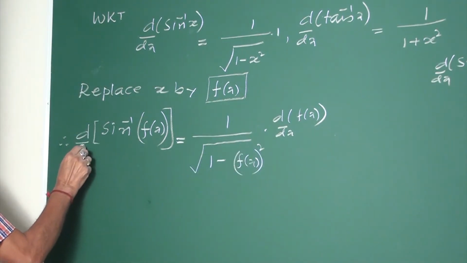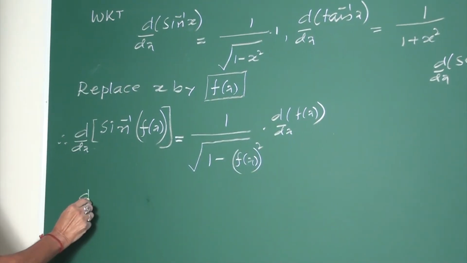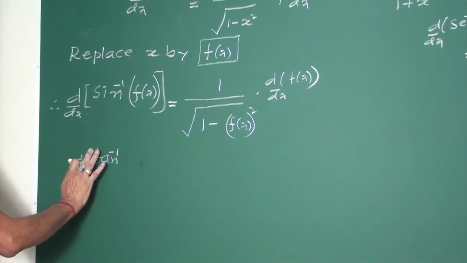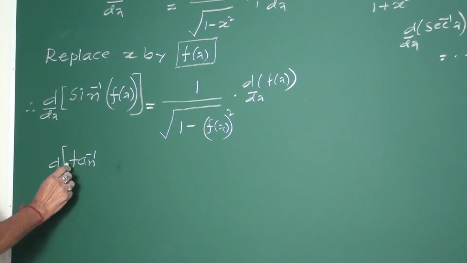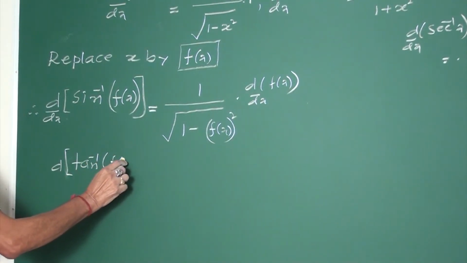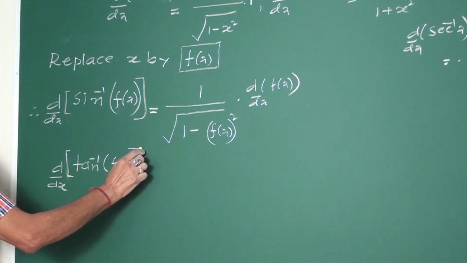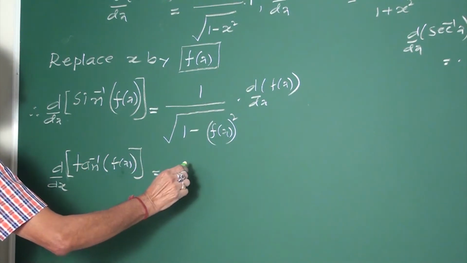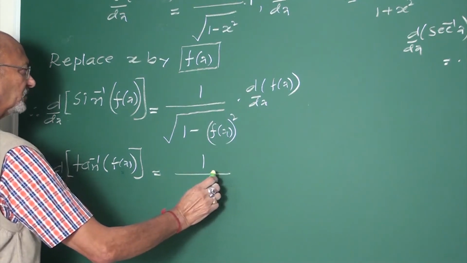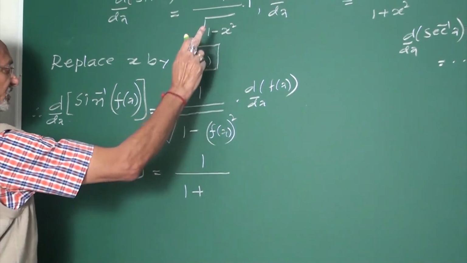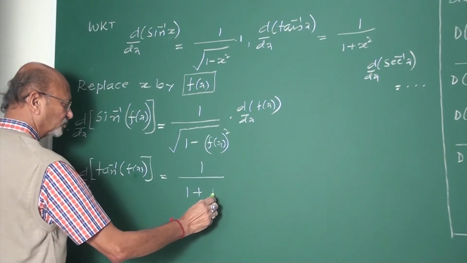Similarly, derivative of tan inverse f(x) with respect to x is 1 upon, same as in the case of tan inverse, 1 plus x square if it is x; if other than x, it's f(x) square.